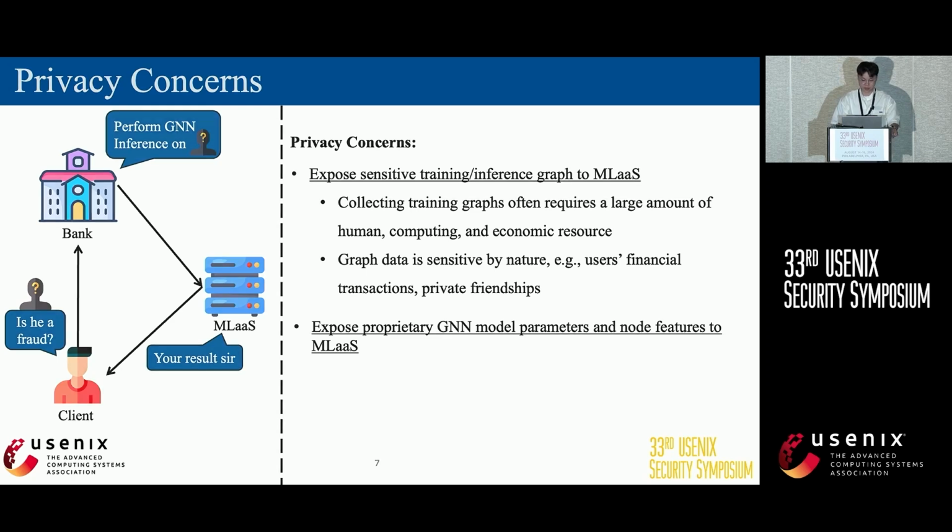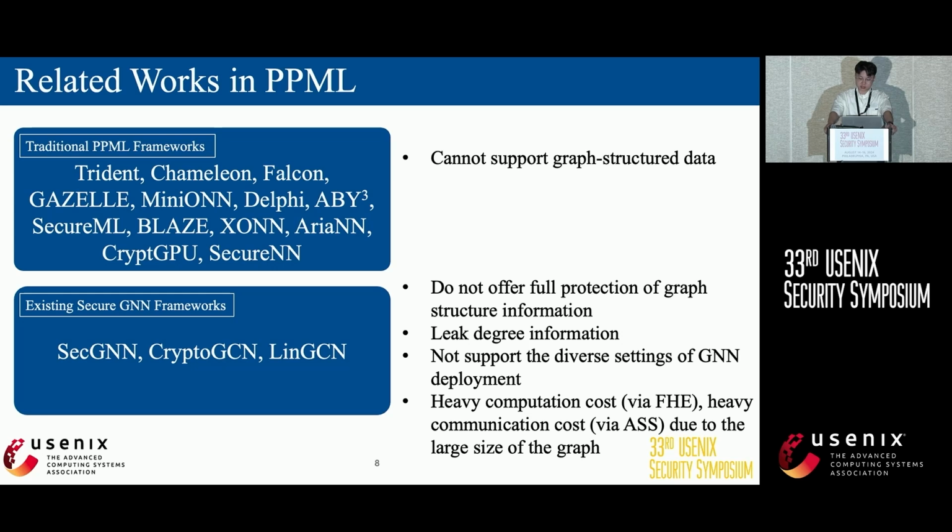To solve the above privacy concerns, there are previous endeavors called privacy-preserving machine learning to try to protect machine learning services, such as the inference service, on the cloud. However, there are two problems. The traditional PPML frameworks cannot support graph structured data, and the existing secure GNN frameworks do not offer full protection of the graph structure data, such as leaking the graph degree information. And they do not support the diverse settings of GNNs, which I'll be talking about in a minute. They also use heavy cryptographic tools that incur high costs.